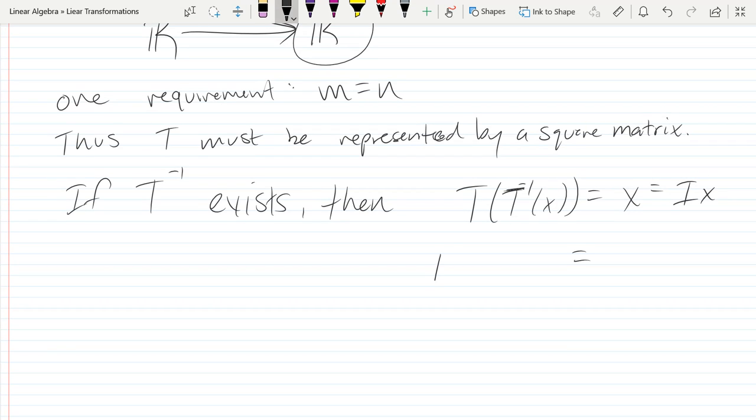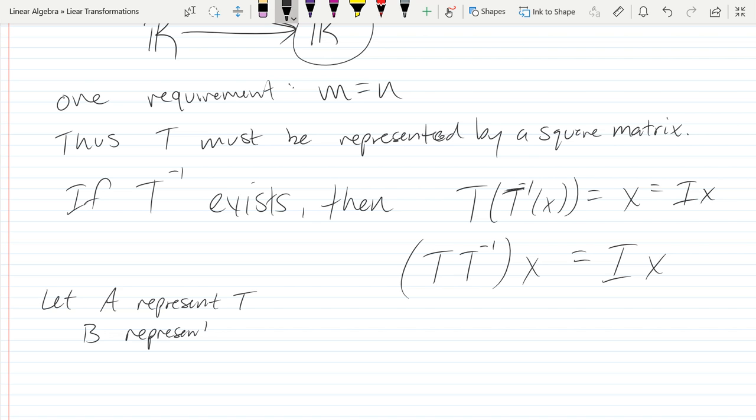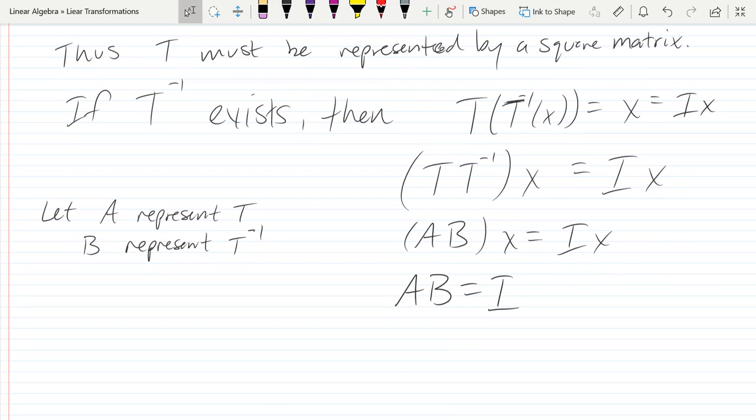Now I'm going to reassociate. Like this, and you can see exactly what T inverse should equal. The matrix that represents T times the matrix that represents T inverse needs to equal the identity. So let A represent the matrix T, and B represent T inverse. So then we have A times B, X equals the identity times X. So A, B equals the identity. So this means A and B are inverse matrices. That's all this says right here.